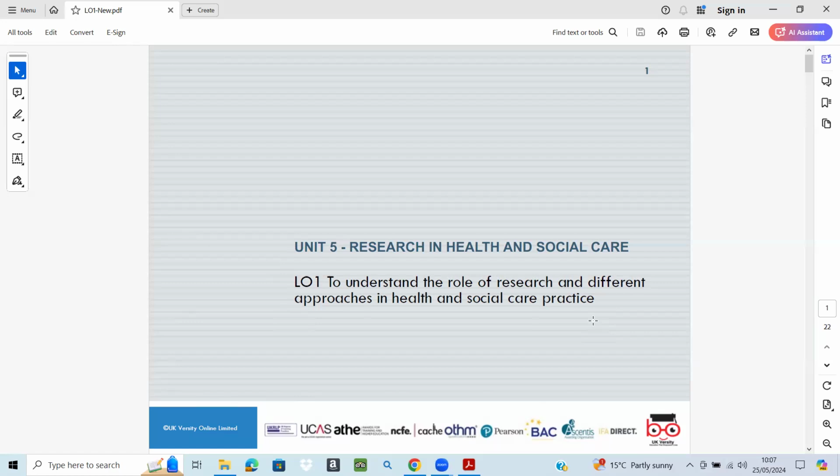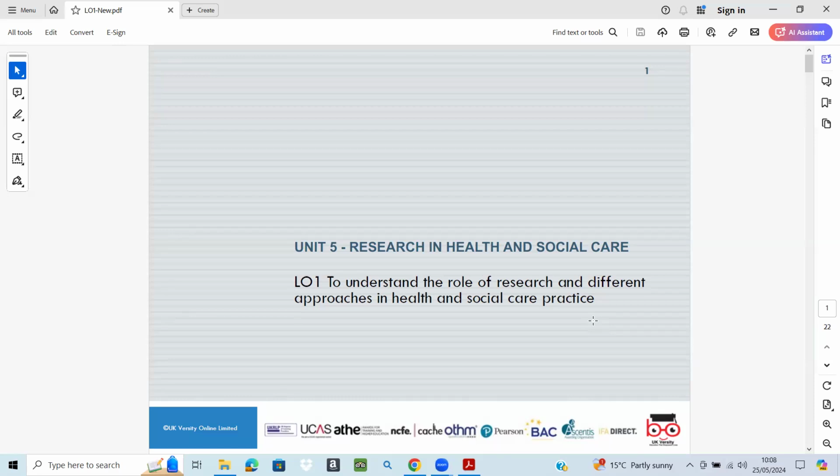Then, if we discuss qualitative research, this approach focuses on understanding individual experiences, behaviors, and social context. It is more descriptive and interpretive, involving methods like interviews, focus groups, and case studies. An example is conducting in-depth interviews with a service user or patient to understand their experiences and emotional responses to living with chronic pain.